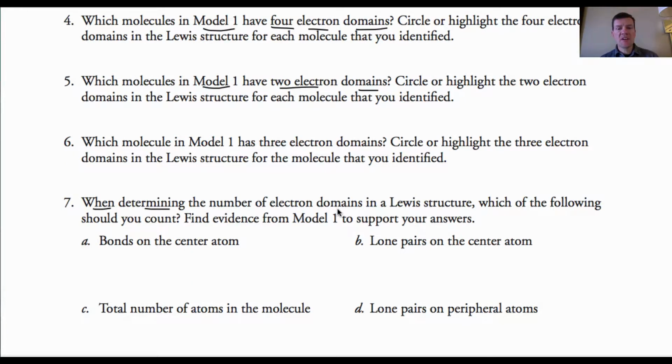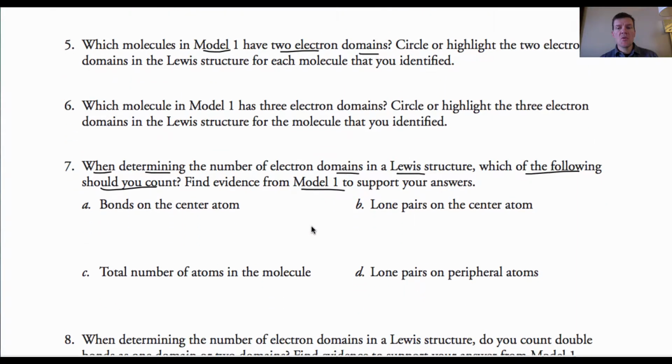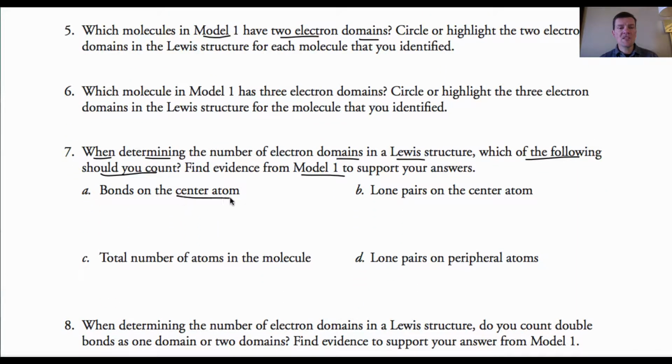When determining the number of electron domains in a Lewis structure, which of the following should you count? Find evidence from Model 1. So, we are going to focus on the central atom. We're not going to worry about what they're called peripheral atoms, the atoms around or outside the central atom. So I know for sure this is not going to be an answer. I don't count lone pairs that are around atoms that are not the central atom. If I'm determining the number of electron domains, I am going to focus on bonds or lone pairs around the center atom.